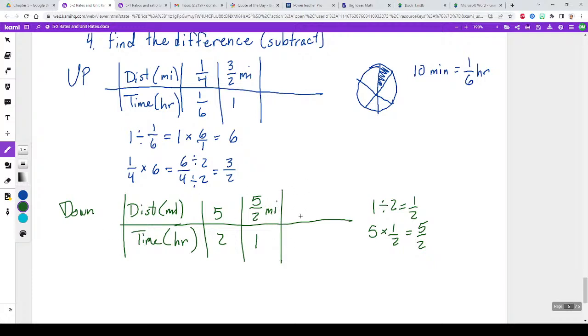Now I want you to stop and understand this. Going up is slower than going down. We can see that by our numbers. We only get 3/2 of a mile going up, whereas we get 5/2 of a mile going down. So going up is slower than going down, or going down is faster than going up. And this is where math puts a tangible description on something that otherwise would just be a vague notion. We all understand we walk up a mountain slower than we walk down the mountain.